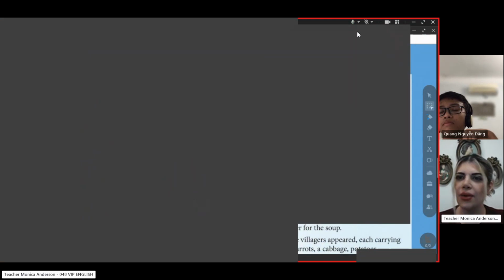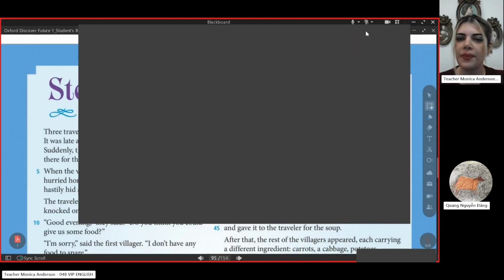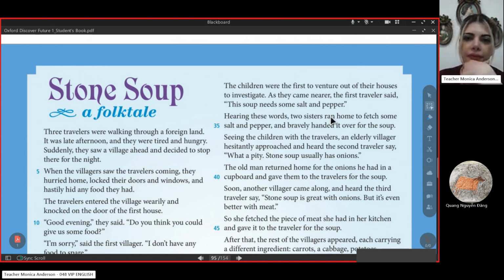Unit 9, page 94, exercise 2. Stone Soup, a folk tale.